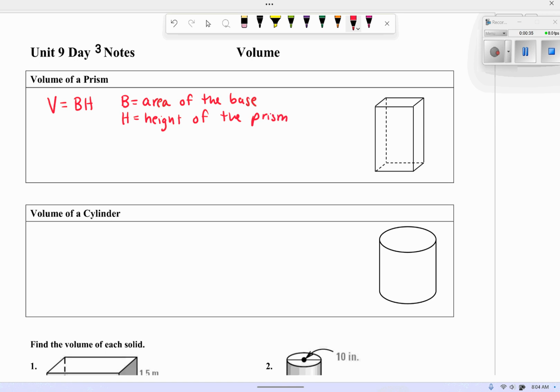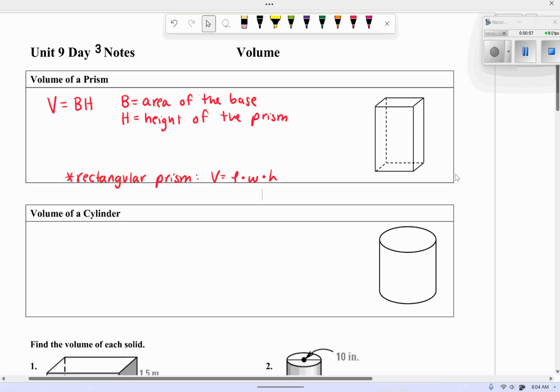And so this looks like a rectangular prism. And we also know, remember, that volume equals length times width times height. So it's the same thing because the base, you get your length and your width, and then we have the height. So it's the same formula we've used before.